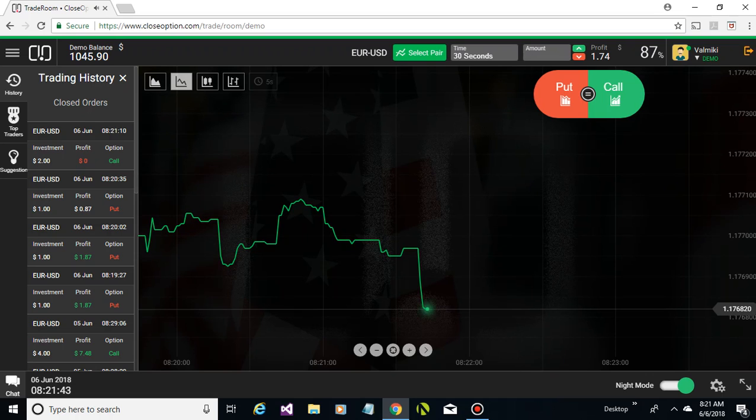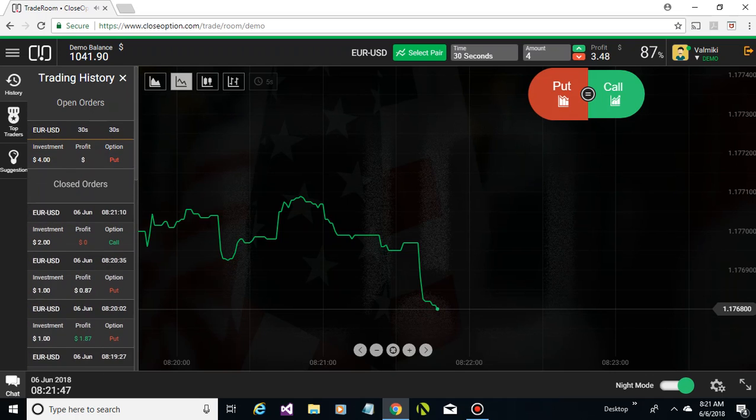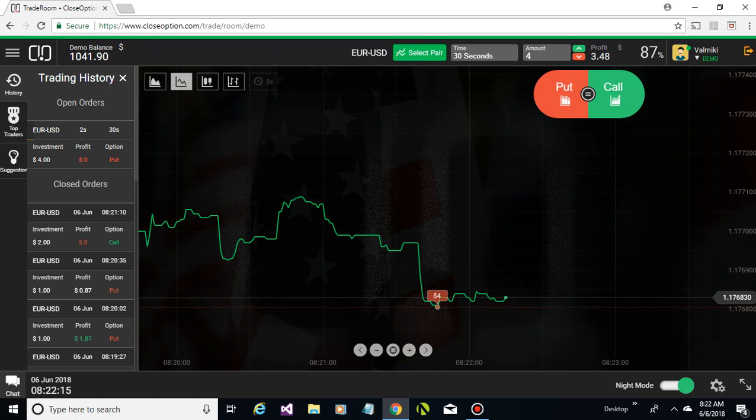Okay, I'm going to bet $4 on the put. But that was actually a mistake because if it's a push, we should be going on in the same direction. But since the market is so fast, we were thinking that it was actually going to be a loss, but it ended up being a break even with a 13%.